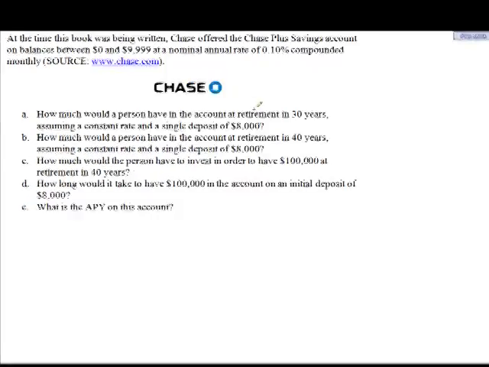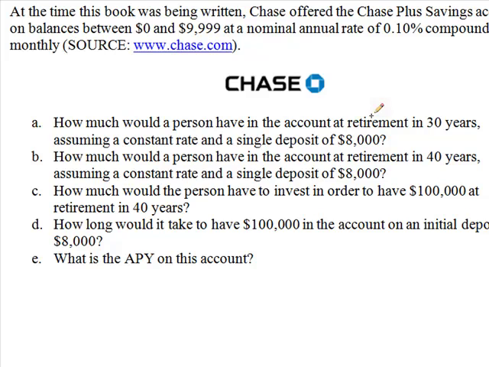We're told here that we're going to make an investment through Chase and that the nominal annual rate is 0.10% compounded monthly, and this is for any balances between $0 and $9,999. In letter A, we would like to know how much a person would have in retirement in 30 years, assuming the constant rate of 0.10% and a single deposit of $8,000.